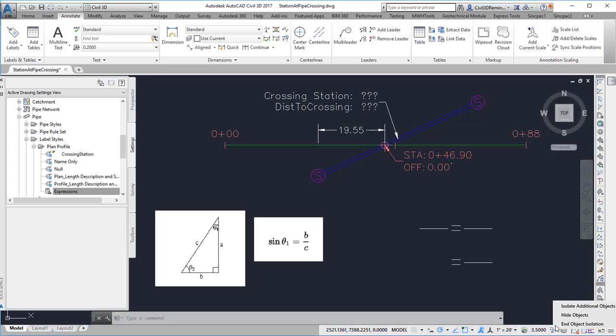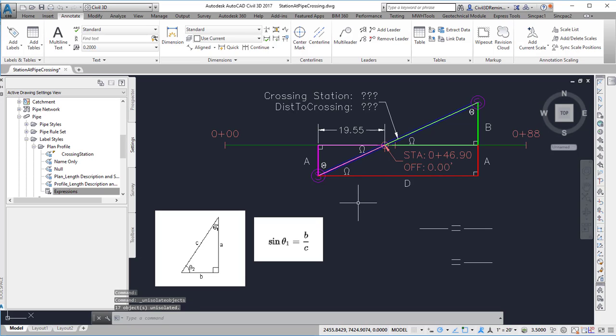So I would go ahead and draw some line work on here. I'd have a purple triangle here, or a magenta triangle, that represents this triangle. I have a green triangle that represents this one. And if I remember from my elementary school math, these angles are equal, and since we have a right angle to the alignment, then my theta is also equal. So that means I have similar triangles.